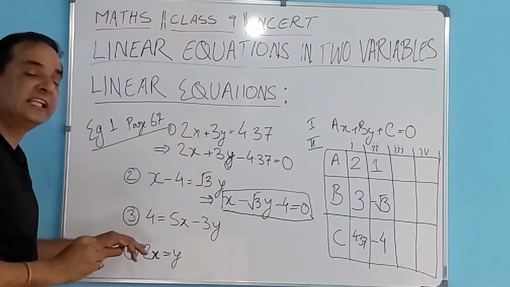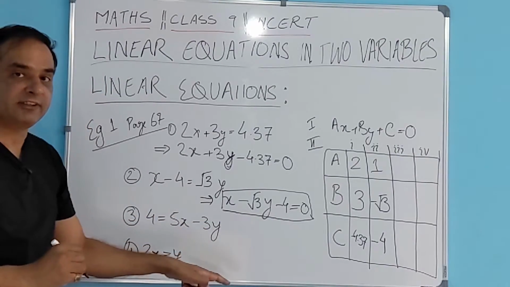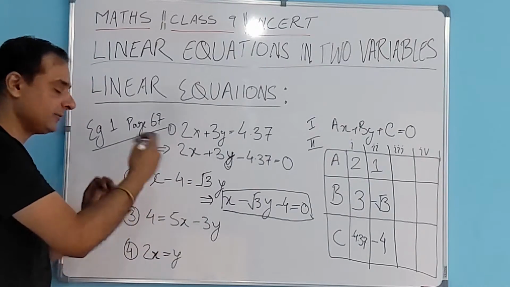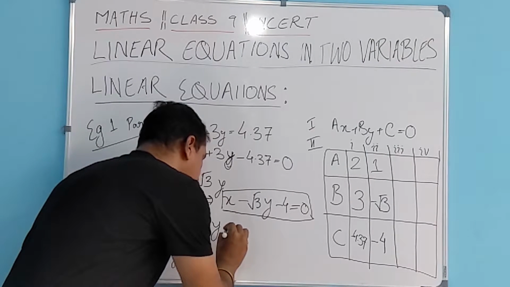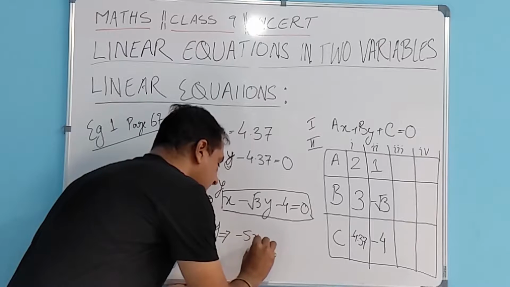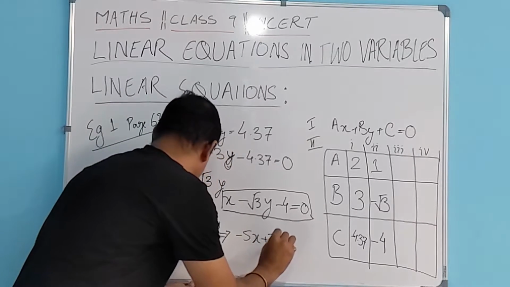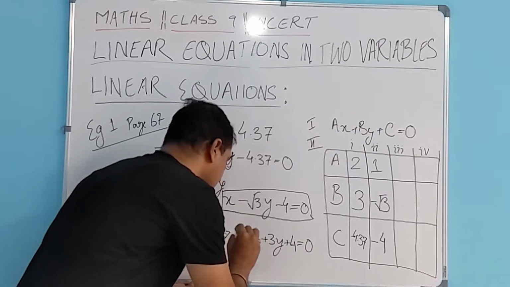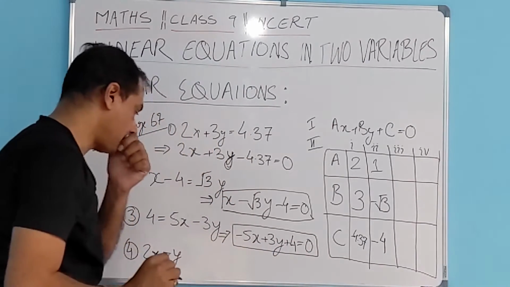Now we look at the third question. It says 4x equals to 5x minus 3y. So if we bring 5x minus 3y over here on the left hand side of the equation, we can write this equation as minus 5x plus 3y plus 4 equals to 0. This will be the third equation.